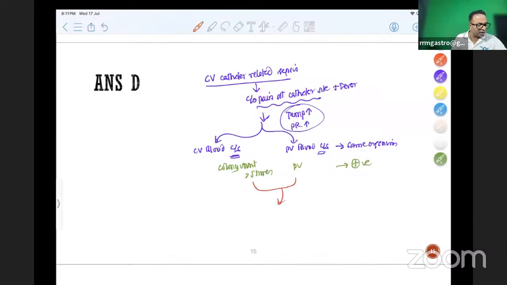Yes, excellent, Mukesh. That is absolutely correct. Remove the catheter and put a new catheter on the opposite side. That is a classical answer. Opposite side, you should put a new catheter. You remove this catheter from the right side and put a new catheter on the opposite side. That is the answer for this question.